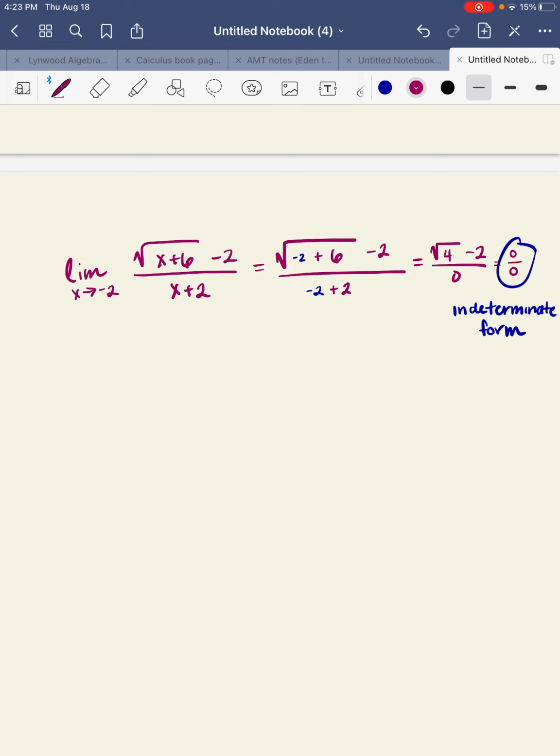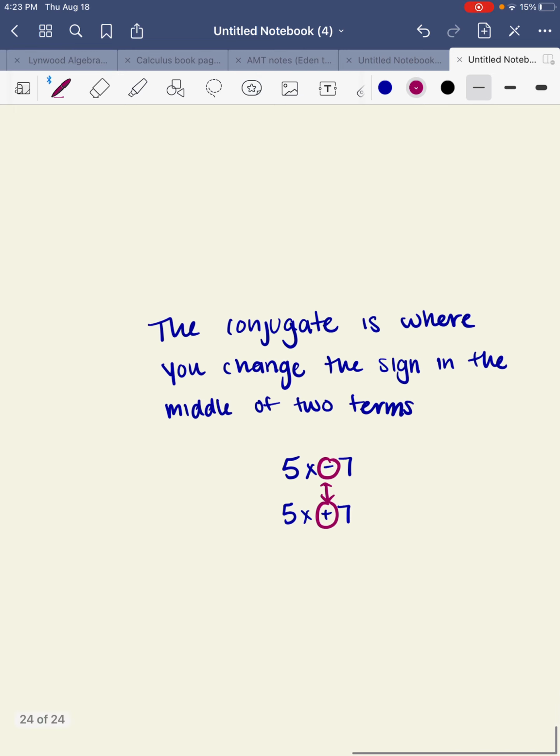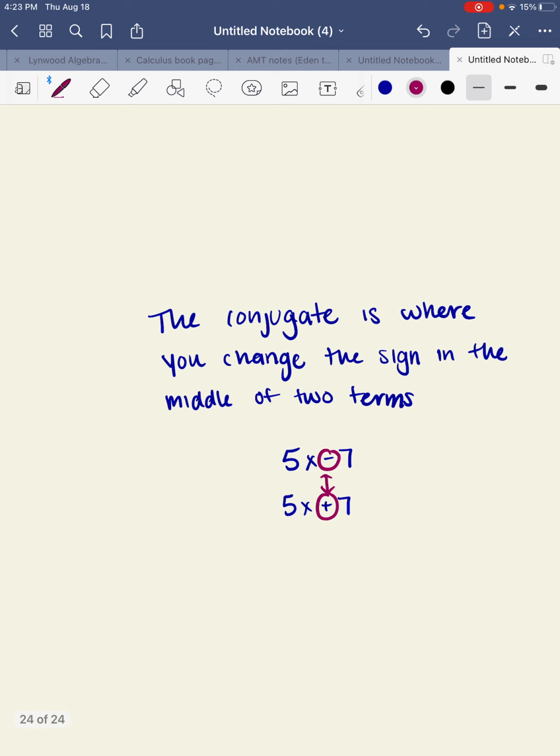All that means is that there has to be some sort of algebraic manipulation that you must do to your expression before you can evaluate the limit. The strategy that I'm going to use today is known as the conjugate, and that's just where you change the sign of the middle two terms. So for example, 5x minus 7 versus 5x plus 7, those would be conjugates of each other.